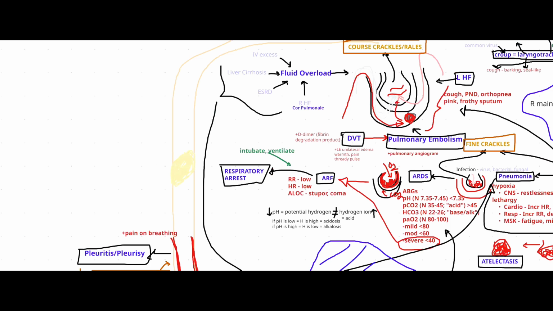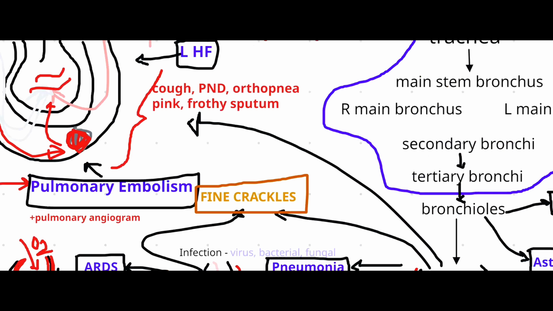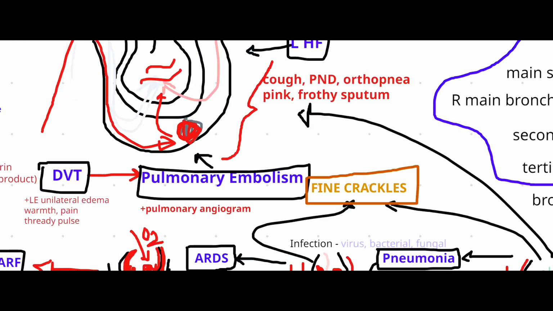what do we give for PE? What is the first drug of choice? That is a layman's term. Give me the correct terminology. No? There you go. Thrombolytic. Give me a thrombolytic. Very good. So your TPA, right? Alteplase, streptokinase.